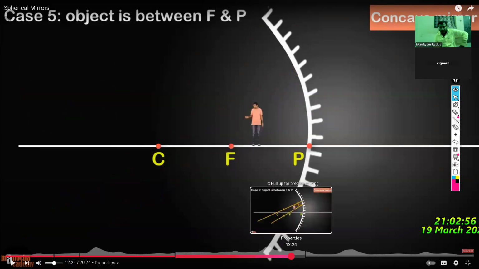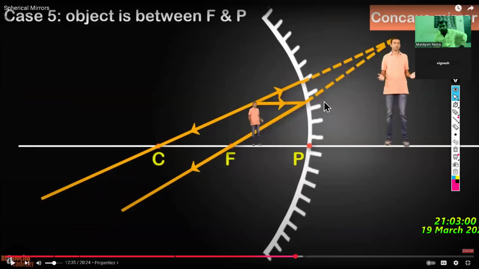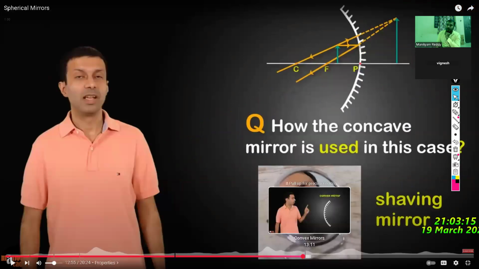Okay, next one. Object kept between F and P. Here, behind the mirror, the image is forming. That is a virtual image forming behind the mirror. A very big, enlarged image is forming. Okay, this is between F and P. Now, how is the concave mirror used? Shaving mirror.